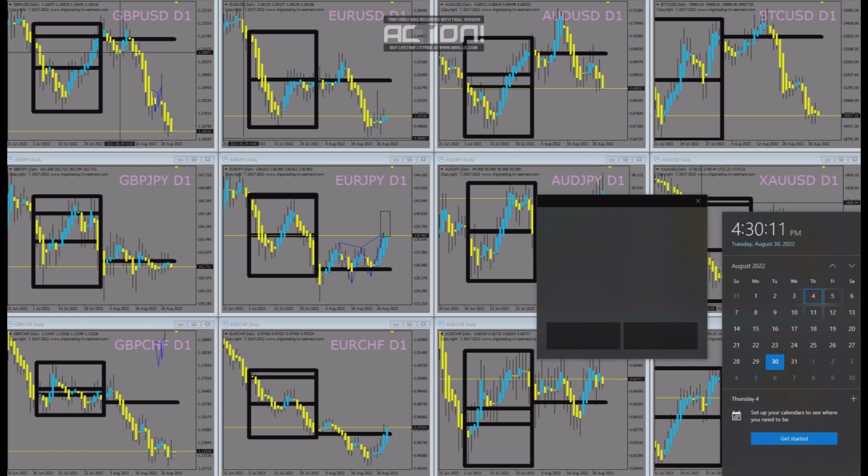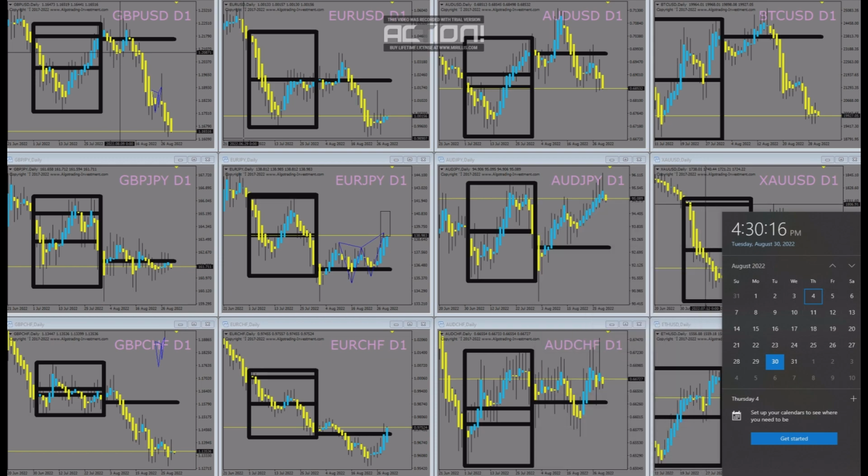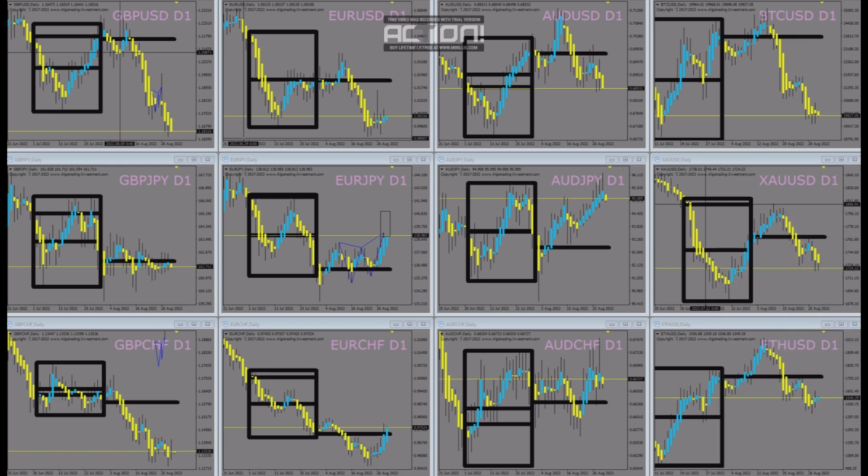Now what we're going to be doing is looking at this upcoming month. I'm trying to turn this damn thing on because it's not working.